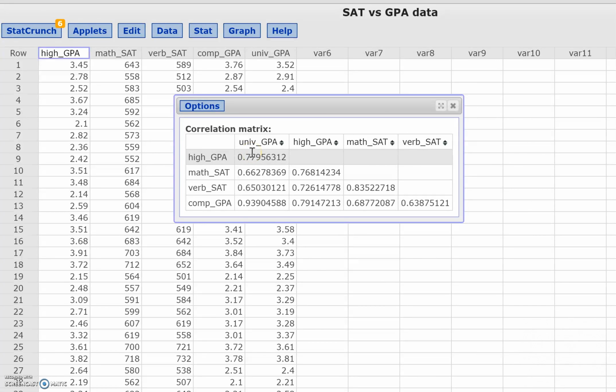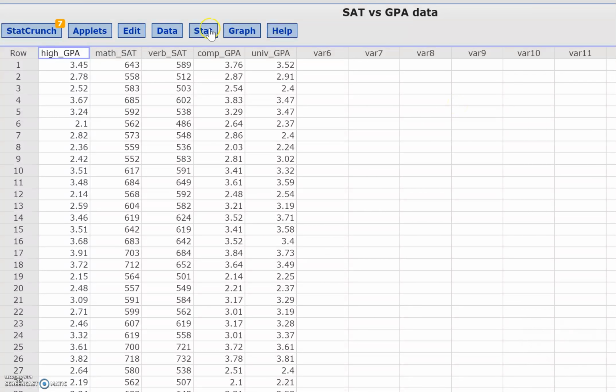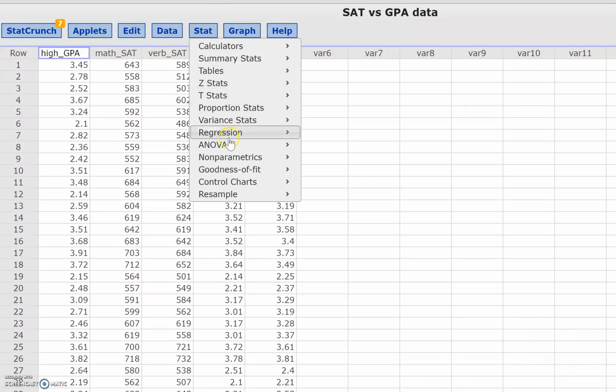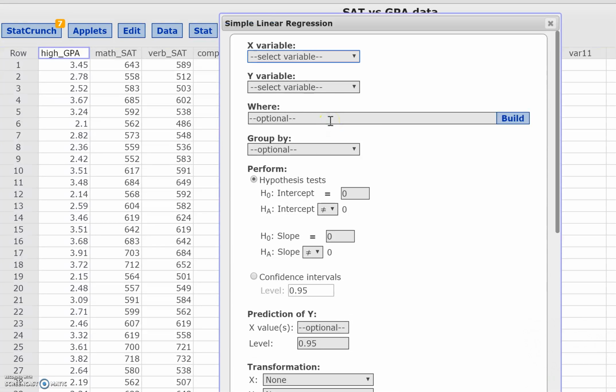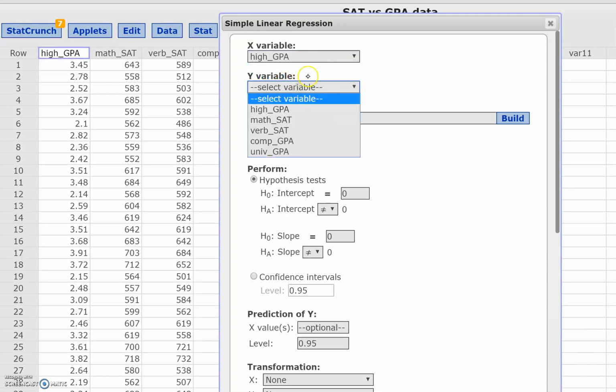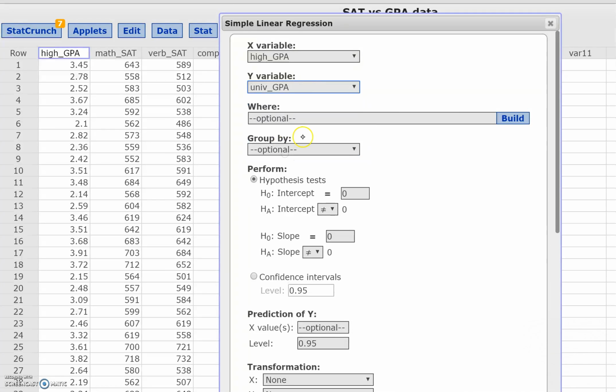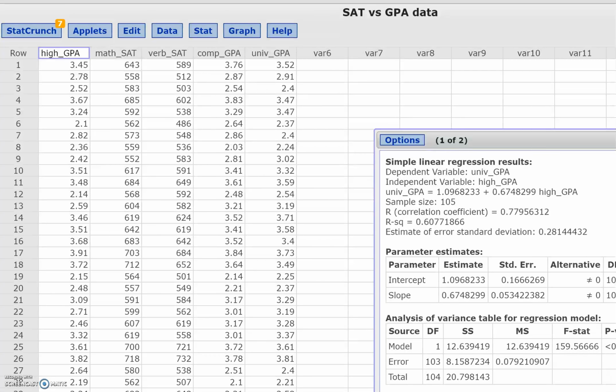Our graph was looking good minus that fanning. So let's go ahead and perform some linear regression. So back to stat. Halfway down we have regression, and we want to do simple linear regression. We have a single x and a single y. This is all we're going to do in intro stats. So single x, we're going to use high school GPA. And for our single y, we are going to use university GPA. And then we can go ahead and compute this.